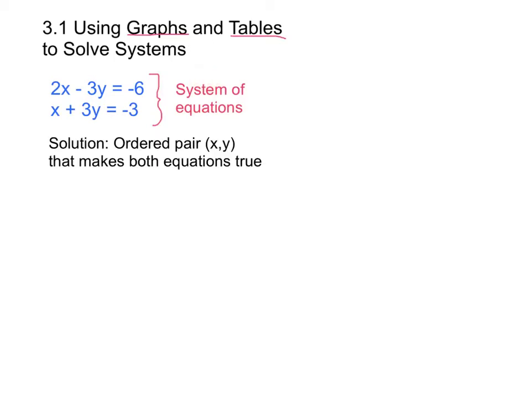Now our job is to find a solution of this system. And the process of finding a solution is called solving the system. In order to solve the system, we need to find an ordered pair, x comma y, that makes both equations true. And the key word there is both. So the same numbers, x and y, have to make each one of the two equations in this original system true.